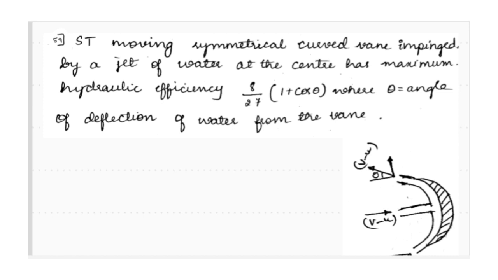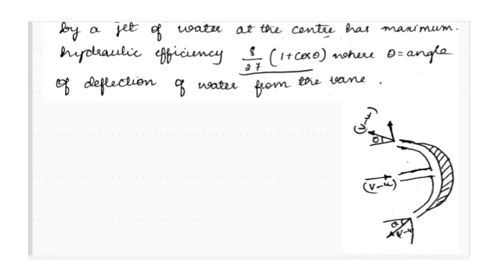Show that moving symmetrical curved vane impinged by a jet of water at the center has a maximum hydraulic efficiency 8 by 27 into 1 plus cos theta, where theta is equal to angle of deflection of water from the vane. So here we have to show that the efficiency of jet striking the curved vane at the center has a maximum efficiency that is equal to this value. So here theta is equal to angle of deflection of water from the vane.